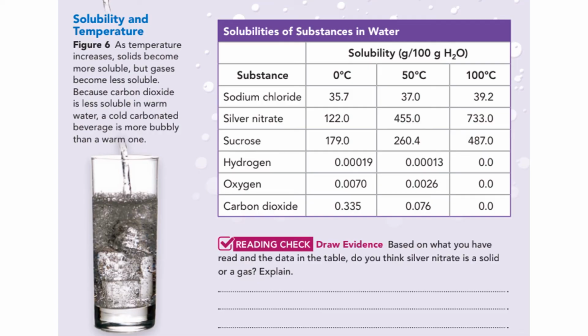So here we have solubilities of substances in water. We have the substance names, so sodium chloride, silver nitrate, sucrose, etc. We have measurements taken of how many grams per 100 grams of water at 0 degrees Celsius, 50 degrees Celsius, and 100 degrees Celsius. So based on what you have read and the data in the table, do you think silver nitrate is a solid or a gas?